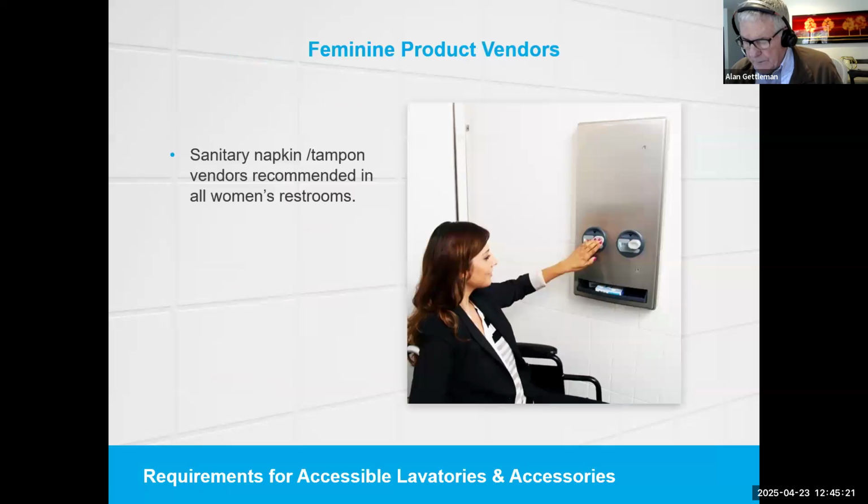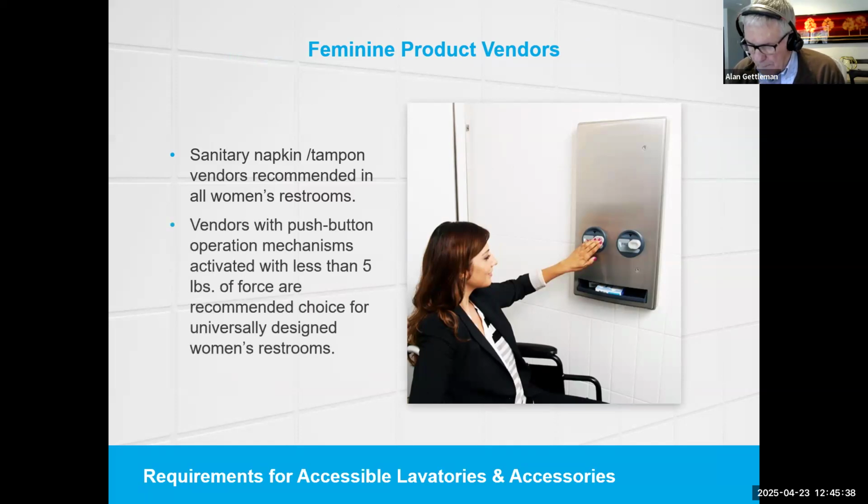Sanitary napkin and tampon vendors are recommended in all women's restrooms. The vendors should comply with the standards for operating mechanisms, clear floor space, and accessible mounting height to provide universal access. Vendors with push button operations that are activated with less than 5 pounds of force are recommended for universally designed women's restrooms.